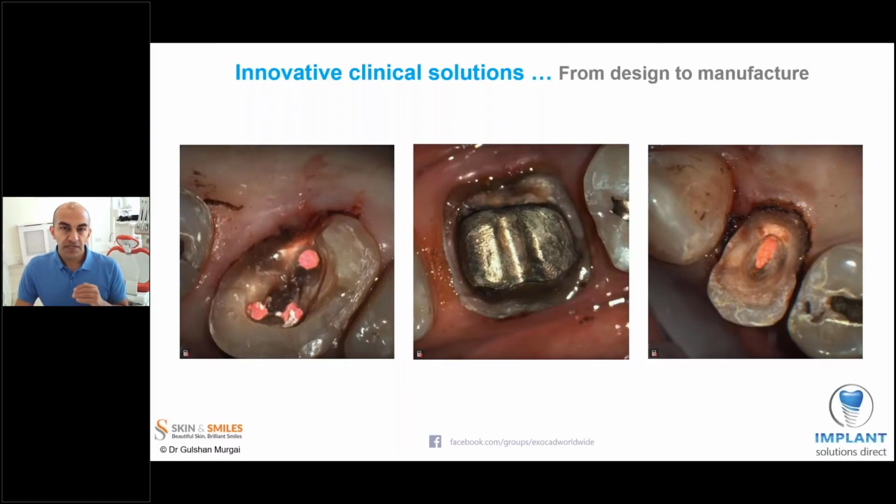Same case that I showed earlier with the x-rays. This is the patient having had her endodontic treatment. Again, very deep subgingival in the lower jaw. She had a gold crown that we replaced for a full ceramic. We left the gold core.